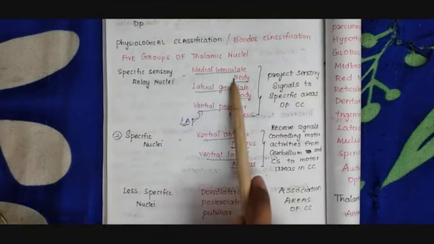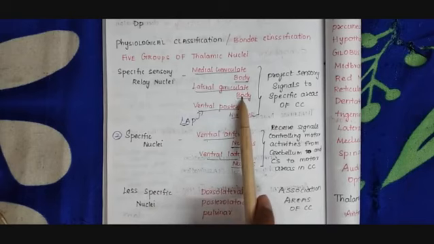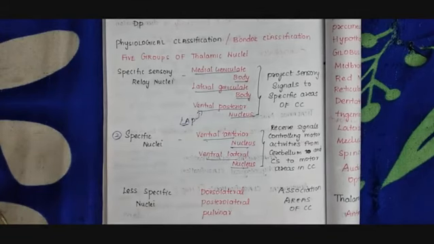Medial geniculate body is going to carry the auditory impulses, whereas lateral geniculate body is going to carry your visual impulses. Whereas the ventral posterior nucleus, as I said previously, is in turn divided into ventral posterolateral and ventral posteromedial, right? And this ventral posterolateral, in short form VPL, is going to carry sensations such as pain and temperature to the cerebral cortex.